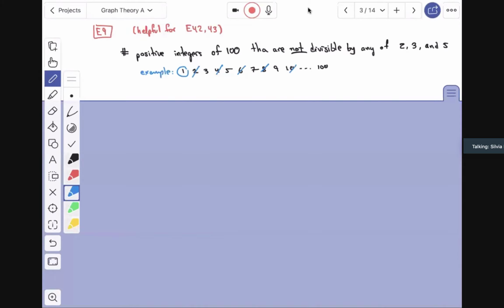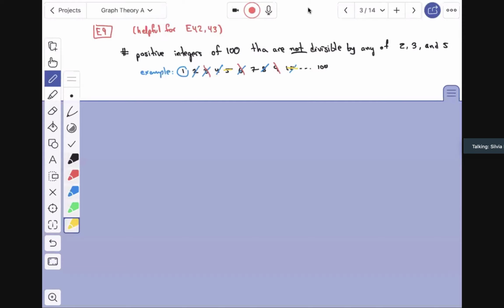You don't want to count the multiples of 3, and you don't want to count the multiples of 5. Counting the multiples of 2 just by themselves is easy. Those are the even ones. It's 100 over 2, that's 50. Counting the multiples of 3 is easy. It's 100 divided by 3, actually the floor of that, so 33. Counting the multiples of 5 is easy. That's 100 over 5, that's 20.